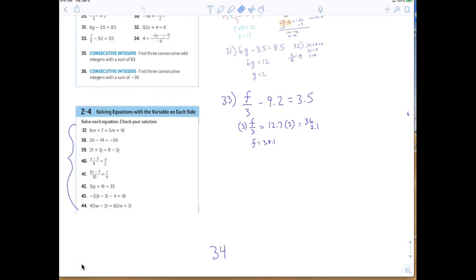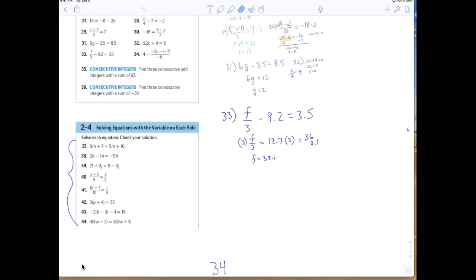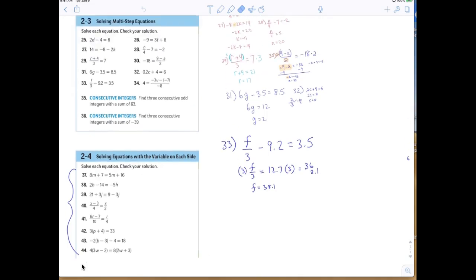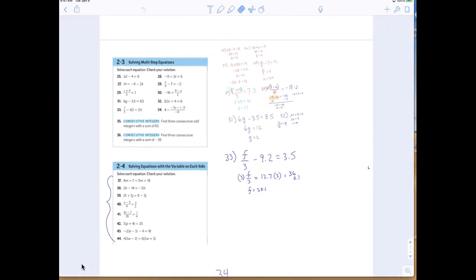We stopped at 33. Right now I'm going to throw up number 34. Your job is to see how you did last night, see if you understand what we're doing. So I'm going to grab 34. All right, let's see how we did.